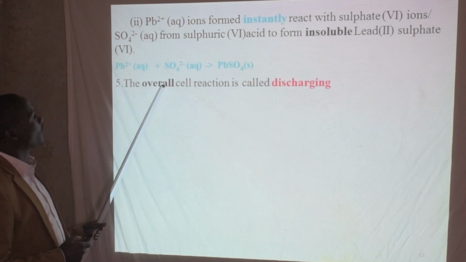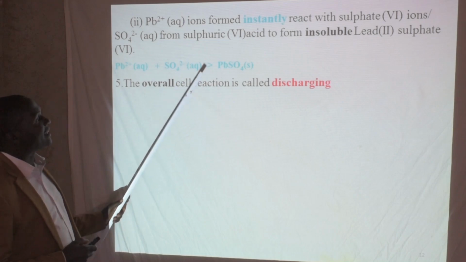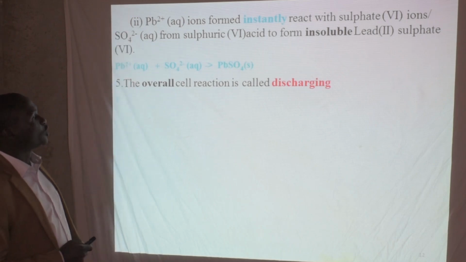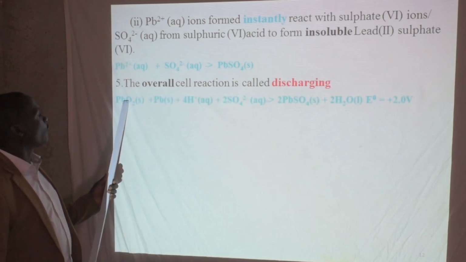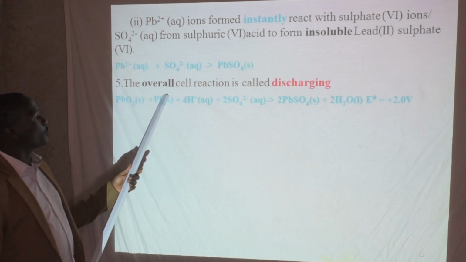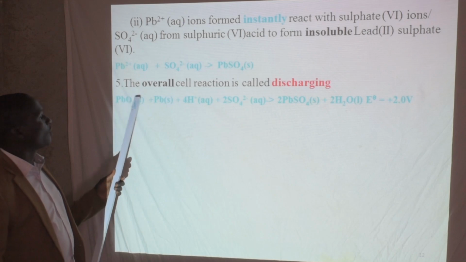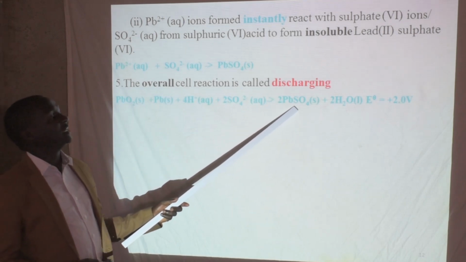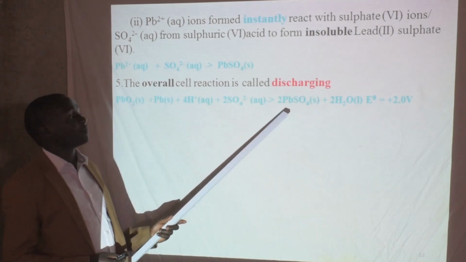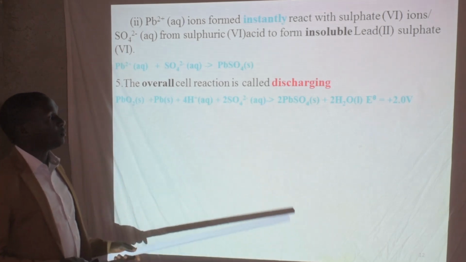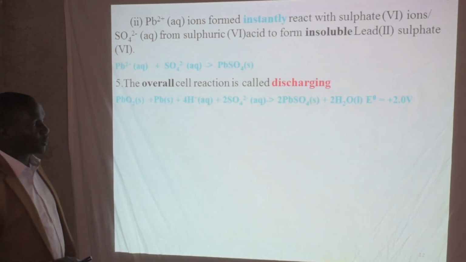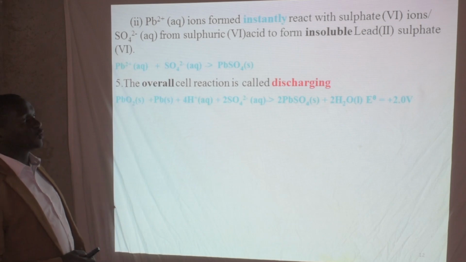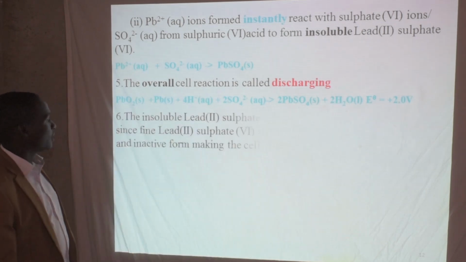Now the overall cell reaction is called the discharge. So when you sum the first equation and the second equation, you are going to obtain this: lead oxide at the positive terminal, lead at the negative terminal, plus 4 electrons plus sulfate ions. It is a discharge. Why? Because we are depleting the reactants, whereby we obtain lead sulfate plus 2 moles of water. Therefore, at the end of this, the concentration of sulfuric acid will have gone down because of the addition of water.